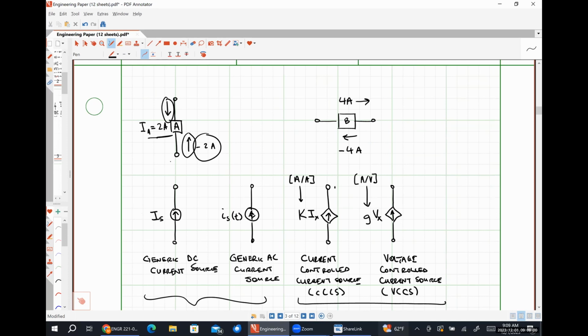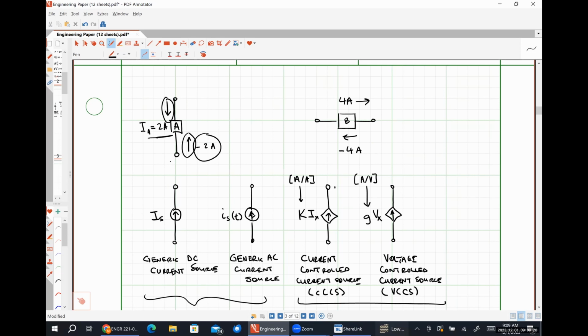If it has an arrow, it's a current source. Okay, so now we've trimmed it down. The next thing we need to know is what our controlling variable is. So if it's controlled by a current, it's a current controlled something. If it's controlled by a voltage, it's a voltage controlled something.